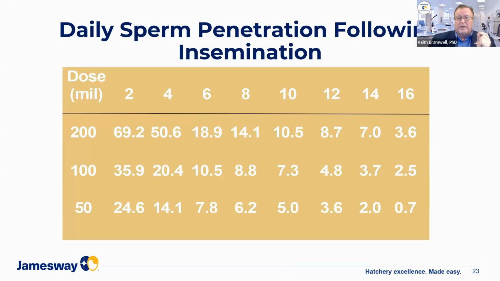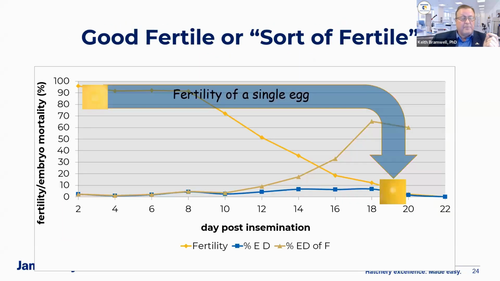But when we look at a collective, an egg can be good fertile or sort of fertile. What's sort of fertile? Well, a specific egg is going to be fertile, like we see here, until a point in time where it's a binary scale and it's completely switched. Okay, it's not fertile. And so we know when that happens, but we also have this time here that yes, we have fertility, but it's not necessarily the best fertility because we're getting a lot of early embryo mortality.